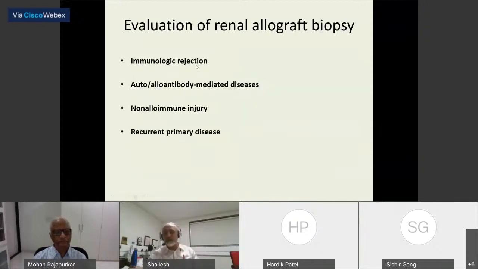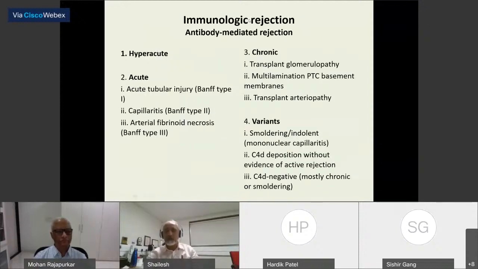So, on what lines should it be evaluated? There are basically four lines: look for immunological rejection, then look for auto or alloantibody-mediated diseases, non-alloimmune injury, and recurrent primary disease. These are the four main categories which we look for in the renal allograft biopsy. Starting with immunological rejection, the most common is antibody-mediated rejection, which is more common in the first month of the transplant.